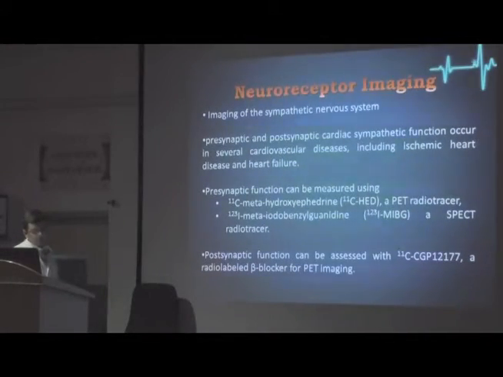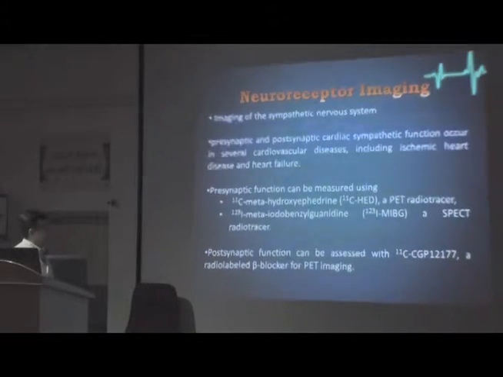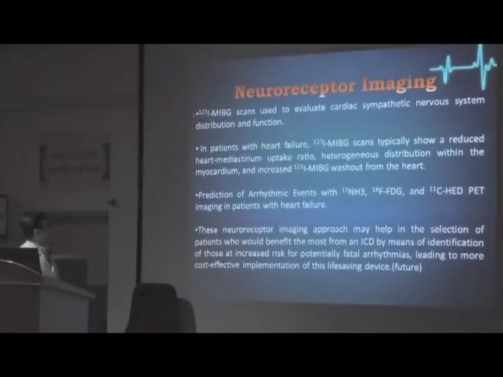Neuroreceptor imaging, imaging of the sympathetic nervous system. Presynaptic and postsynaptic cardiac sympathetic dysfunction occurs in several cardiovascular diseases, including ischemic heart disease and heart failure. We can use carbon-11 or iodine-123 to image them. Iodine-123 MIBG scan is used to evaluate cardiac sympathetic nervous system distribution and function.